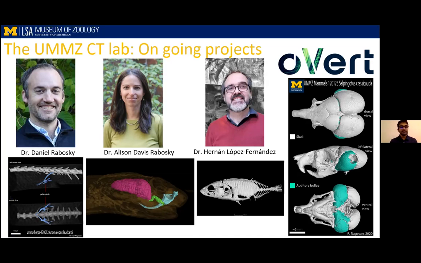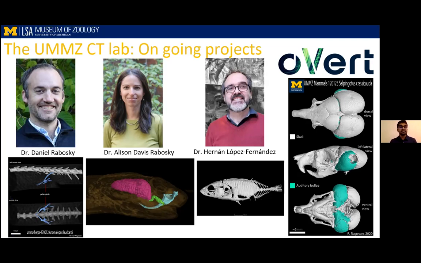So with Dr. Dan Roboski, we're working to scan a whole set of skinks. So these are lizards that have variable limb loss. And there's a student who is going to be looking at their pectoral and pelvic girdles to sort of characterize the anatomical features that go along with these differential limb losses across this group.